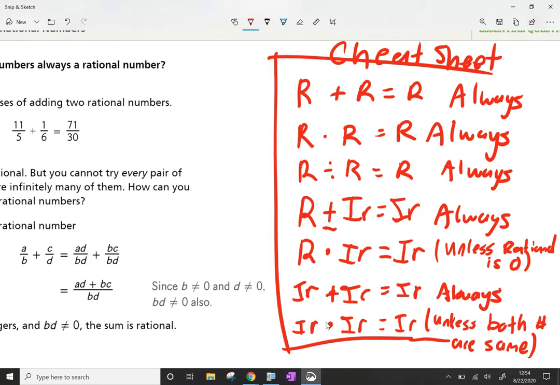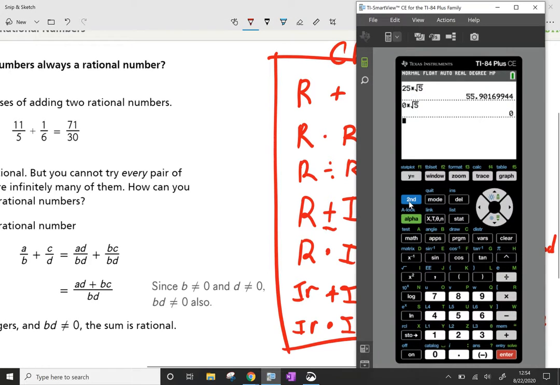So let me talk about this last one real quick. An irrational times an irrational. Let me grab my calculator. So if I take an irrational number, like the square root of 5, and I try to multiply it to another irrational number, so let's say the square root of 12, right? I'm going to get an irrational number. Again, that decimal that doesn't repeat but goes on forever, right? So an irrational times an irrational gets me this irrational answer.